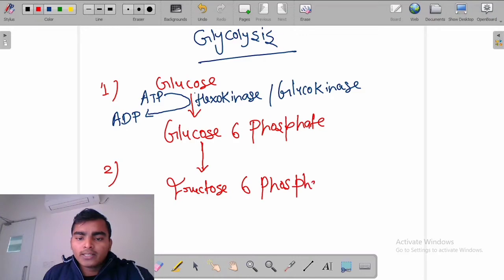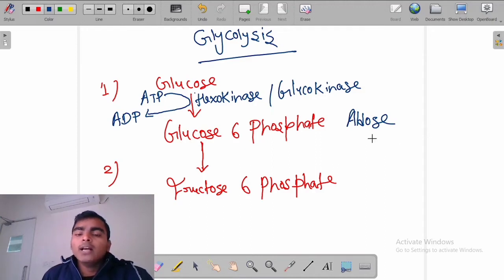So you need to understand that glucose is an aldose sugar. I'm talking about glucose, not glucose 6-phosphate. It is an aldose sugar because there is an aldehyde group in this glucose.